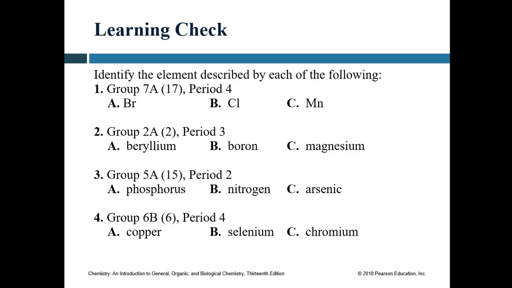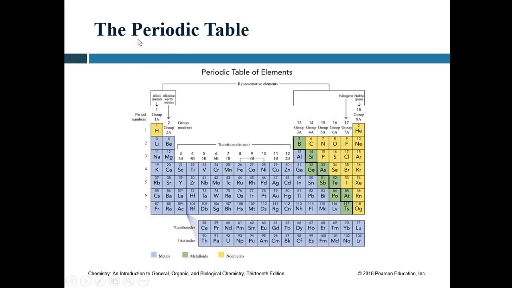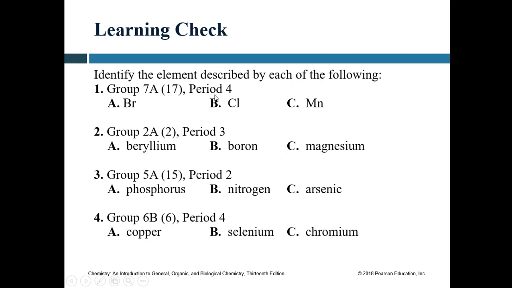So let's see. Identify the element that is described by each of the following. We need group 7A, period 4. All right, well, we need a periodic table. First of all, group 7A is over here, period 4. So here's period 1, 2, 3, and 4. So that's going to be our bromine.